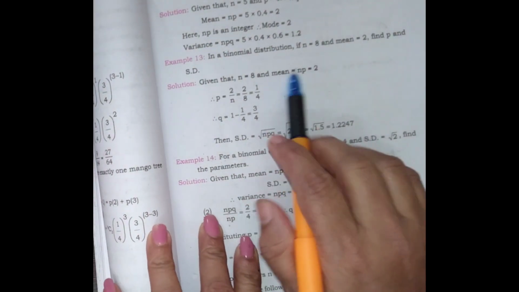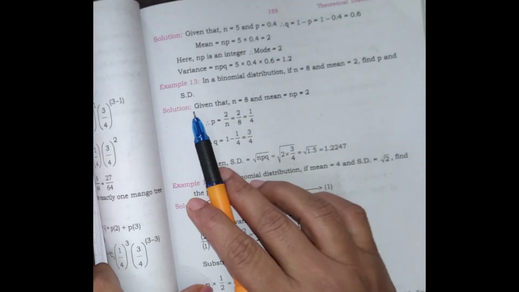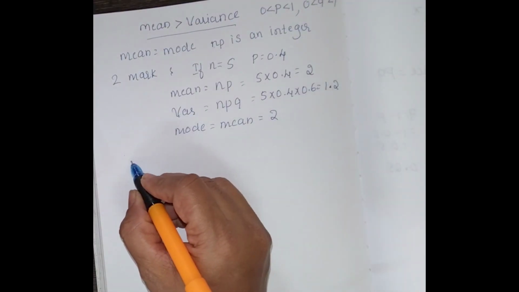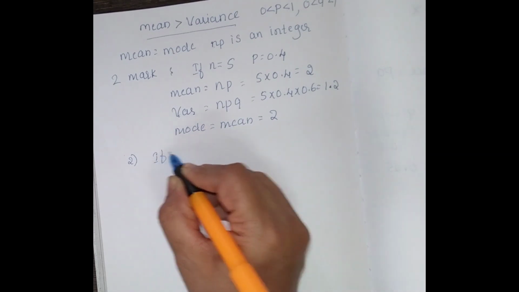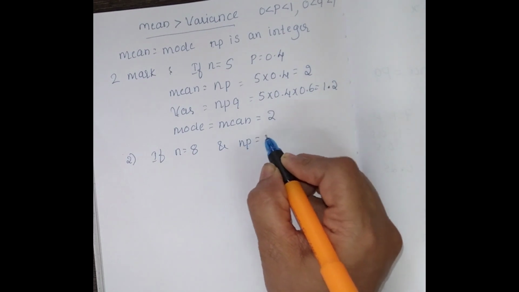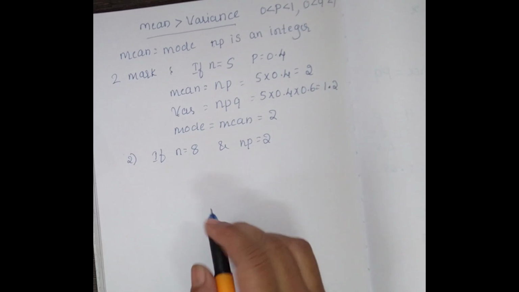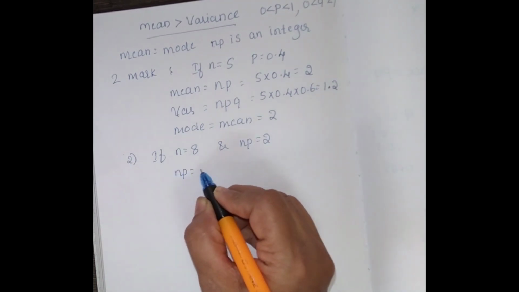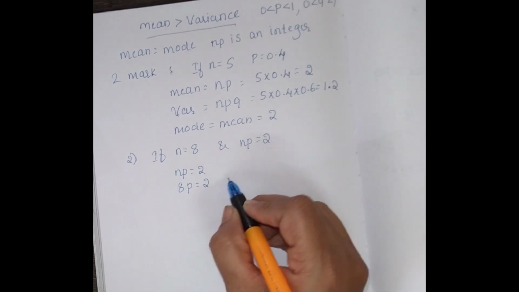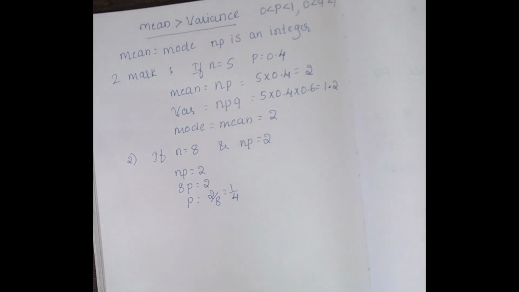In a binomial distribution, if n is equal to 8 and mean is equal to 2, find p and standard deviation. Next question. If n is equal to 8 and np is equal to 2, find p and standard deviation. np is equal to 2 is given. What is n? 8p is equal to 2, p is equal to 2 by 8, that is 1 by 4.